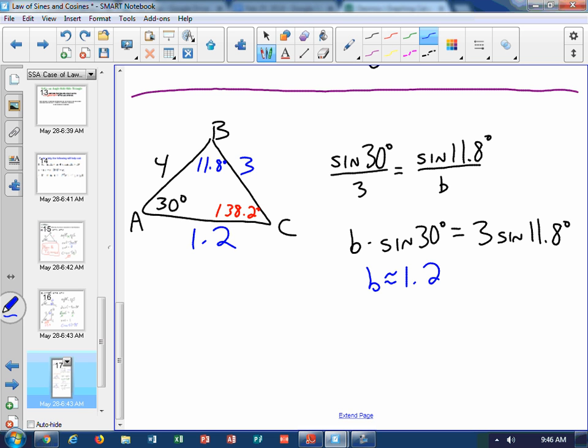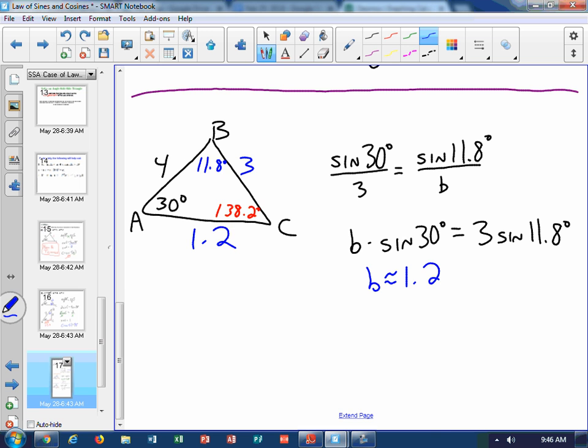And again, note that the smallest angle should have the shortest side opposite. So in this triangle, angle B is 11.8 degrees. That's the smallest angle. It's opposite the shortest side at 1.2. Angle C is the biggest angle, 138.2. It's opposite the longest side of 4.